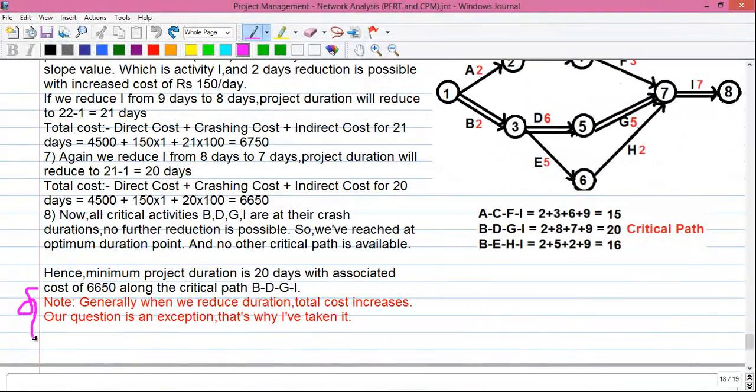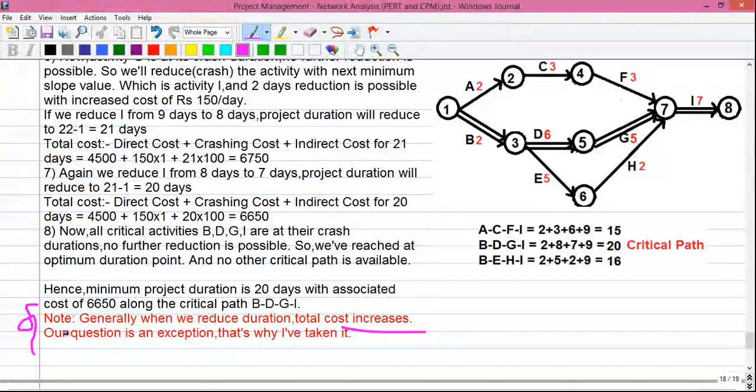Now one note for you. Generally, when we reduce the project duration, the total cost increases. But in our question, we were successful in reducing both the duration and the cost, which is an exception. And that's why I have taken this question for you. But in other questions, when you reduce the project duration, you can see the project cost is increasing. So nothing to worry about that.